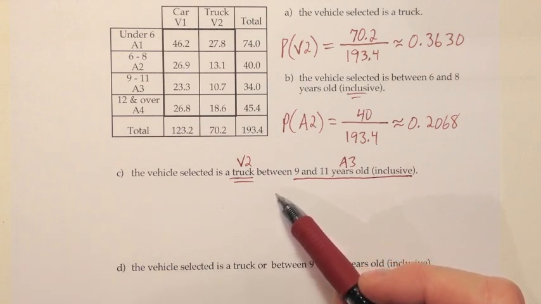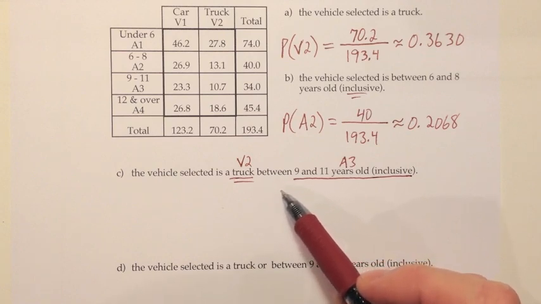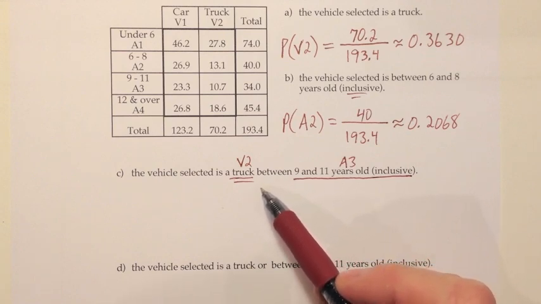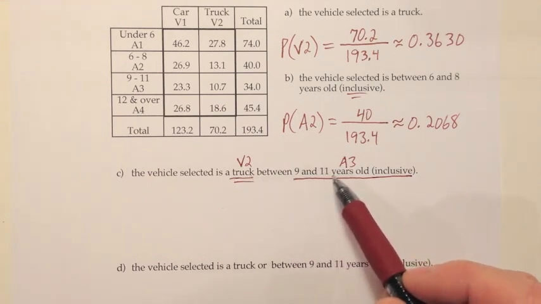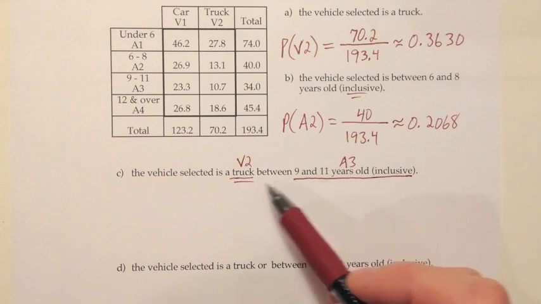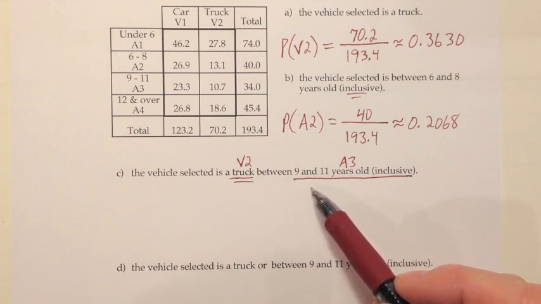And it's just some of the subtlety of the English language, I suppose. But we're going to have to think about which one this is. If someone tells you, I'm going to buy a truck between 9 and 11 years old, are they saying it's going to have both of those traits or at least one of them? If it's both traits, that's an and. If it's at least one of the traits, that would be an or.